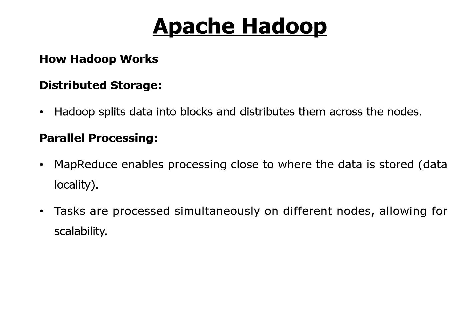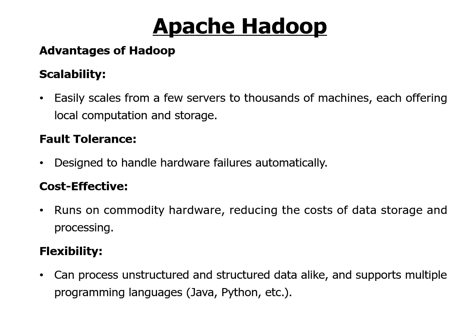And how does Hadoop work? It works in two ways. One is distributed storage and the other is parallel processing. In distributed storage, Hadoop splits data into blocks and distributes them across the clusters. In parallel processing, MapReduce enables the processing close to where the data is stored, data locality. That is the major thing of MapReduce. And every task is processed simultaneously on different nodes, allowing for scalability. That is parallel processing.